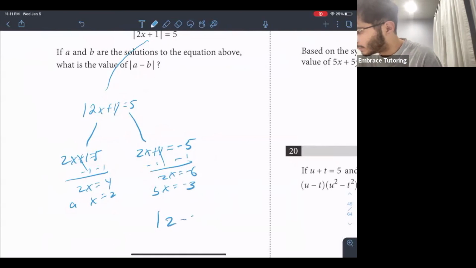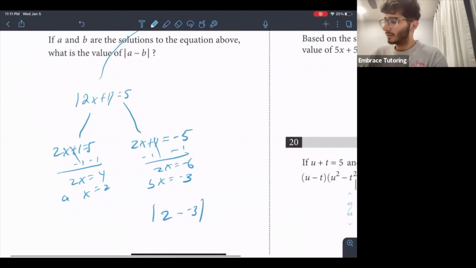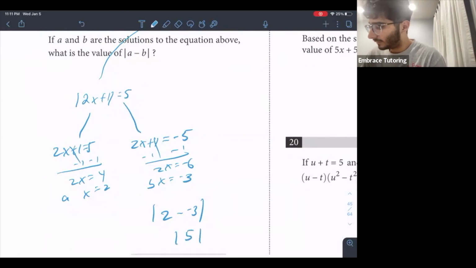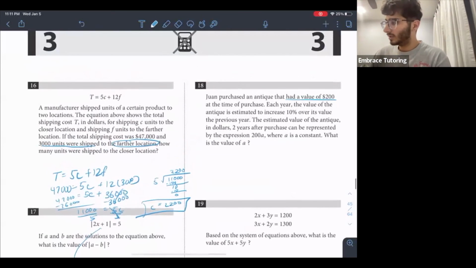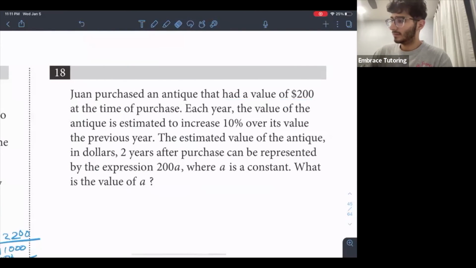2 minus negative 3 to get 5, absolute value of 5, which is equal to 5. And that is our answer for question 17. Question 18.